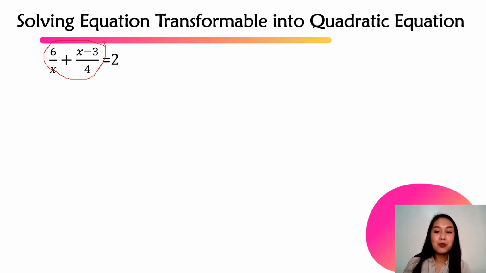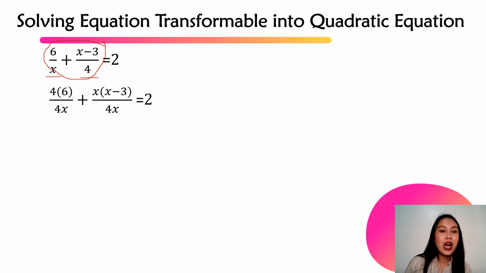Now, to simplify this part of the equation, we have to have the same denominator. As we have discussed previously in this video, to get the same denominator, we first have to find the LCD. Since x and 4 are relatively prime, we just multiply these two to get the LCD, which is 4x. Now, to use that 4x, we multiply 4 times 6 in the numerator, and for the other addend, we multiply x times the quantity x minus 3 to use the denominator 4x.